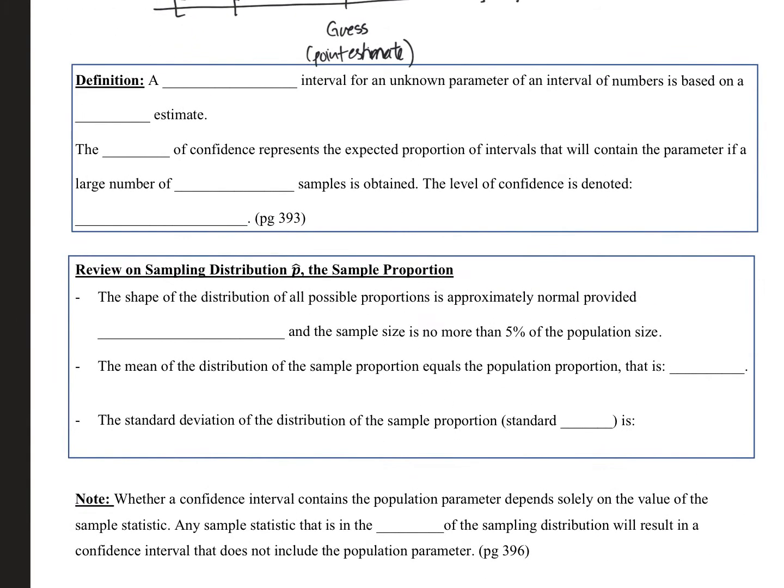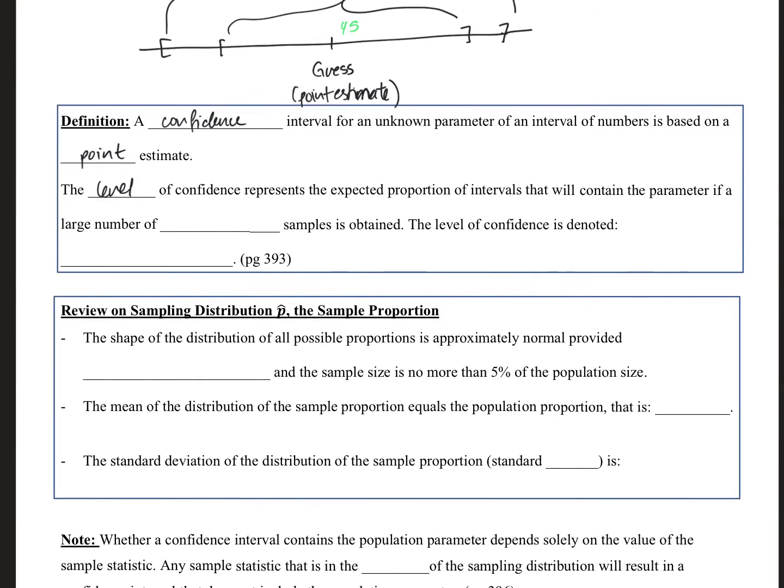Alright, so let's take a look at the definition. By definition, a confidence interval for an unknown parameter is an interval of numbers based on a point estimate. Now, the level of confidence represents the expected proportion of intervals that will contain the parameter if a large number of different samples is obtained. The level of confidence is denoted as (1 minus alpha) times 100%. Good one to remember.